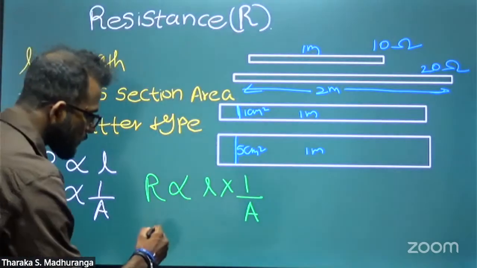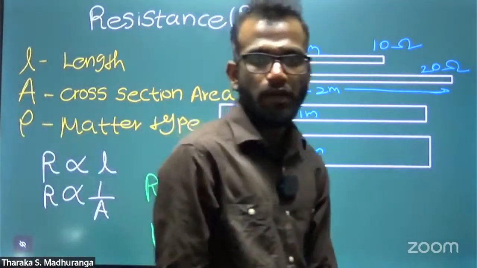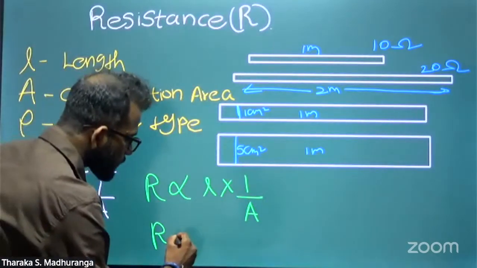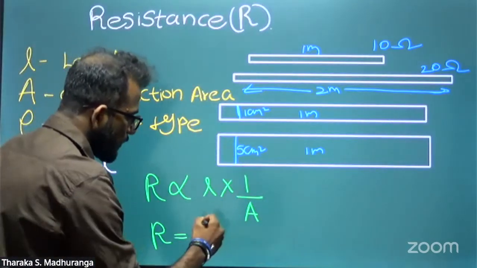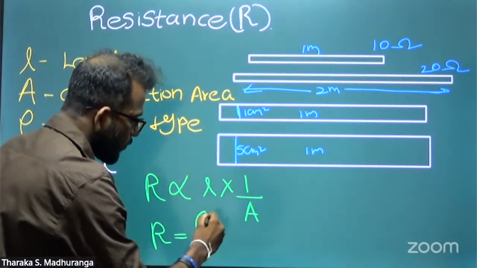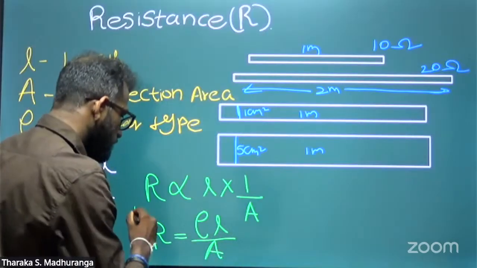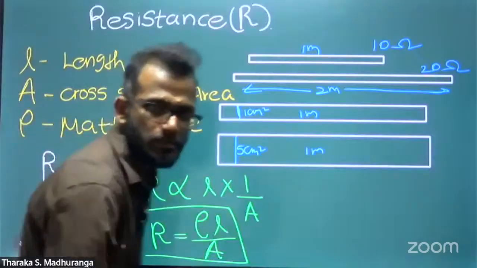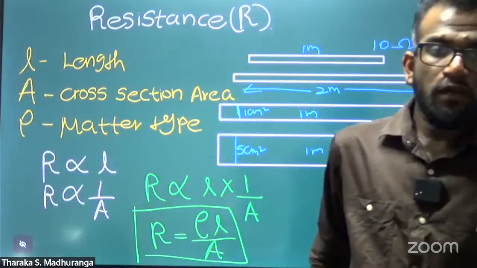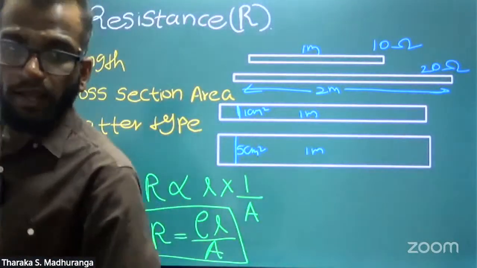Now I am going to remove this proportional mark. If I remove this proportional mark, then a constant needs to come, that is rho, so rho L over A. This is the equation for the resistance: R equals rho L over A.